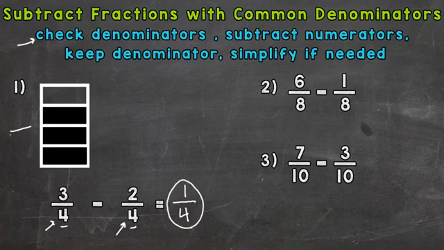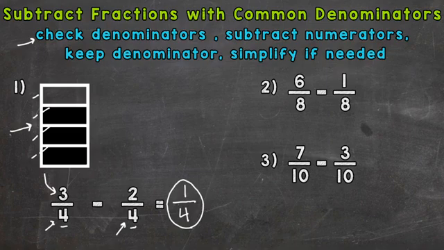So this rectangle here above our problem is going to model and help us visualize what happened in that problem. So as you can see, we have a rectangle filled with rectangles, and this rectangle is cut into fourths. 1, 2, 3, 4. See how it's cut into 4 pieces or fourths? So we have 3/4 filled in. 1, 2, 3, right? And this represents the 3/4 in our problem. Now we are subtracting or taking away 2/4.